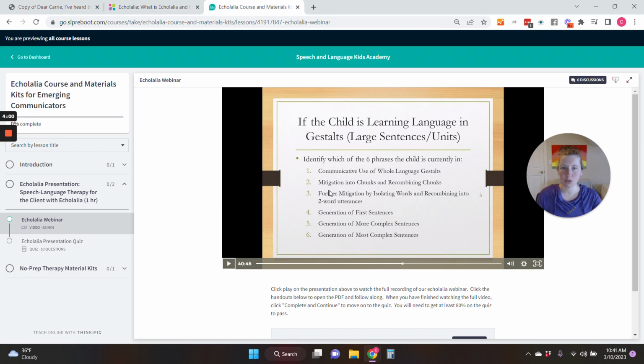But I'm just going to show you this piece because I think this is the piece that's most helpful for this. So these are the 6 phases of gestalt language learning. First they start off with communicative use of whole language gestalts. This is the "Do you want it?" This is the entire language sentence or chunk that they are using to communicate a want or need. So they start with that. We don't start with single words. We start with these chunks.